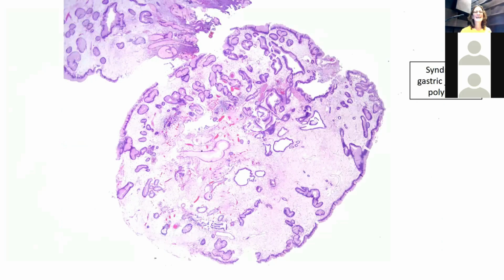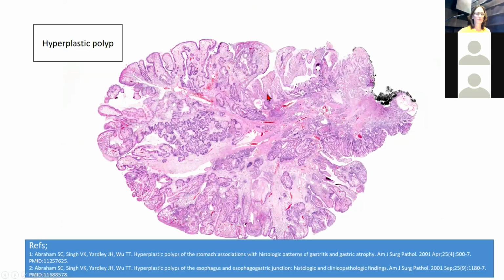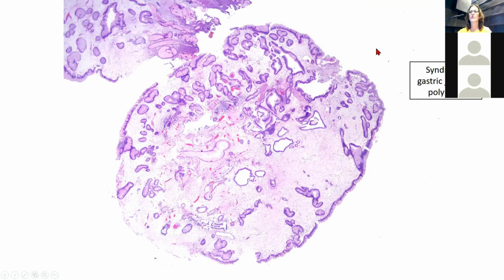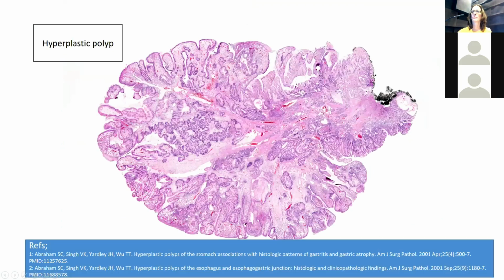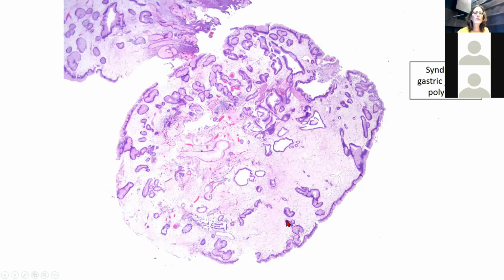And this is what you might see in a gastric juvenile polyp. It kind of has the features of a juvenile polyp. But it has a very smooth surface and all this edema and these cystically dilated glands. So this one's pretty characteristic of what a juvenile polyp looks like, and it happens to be in the stomach.